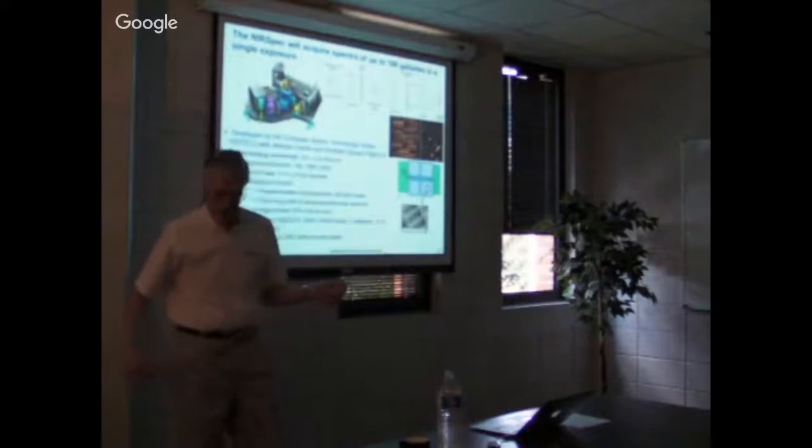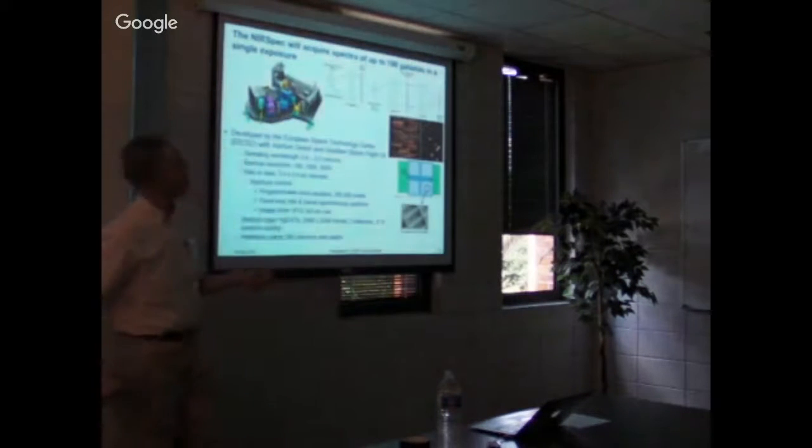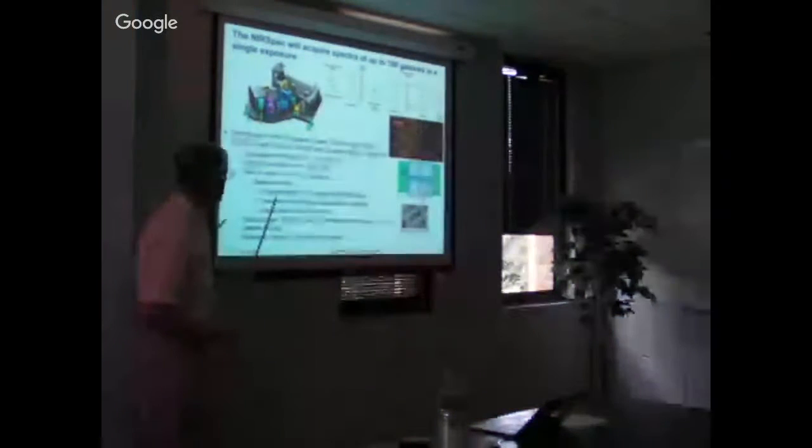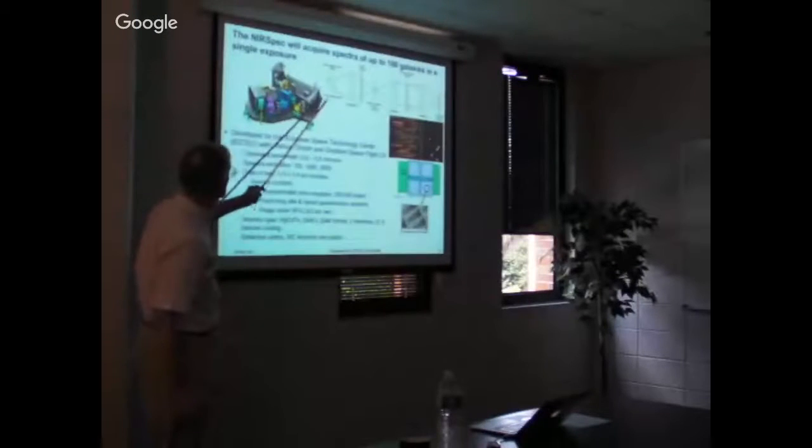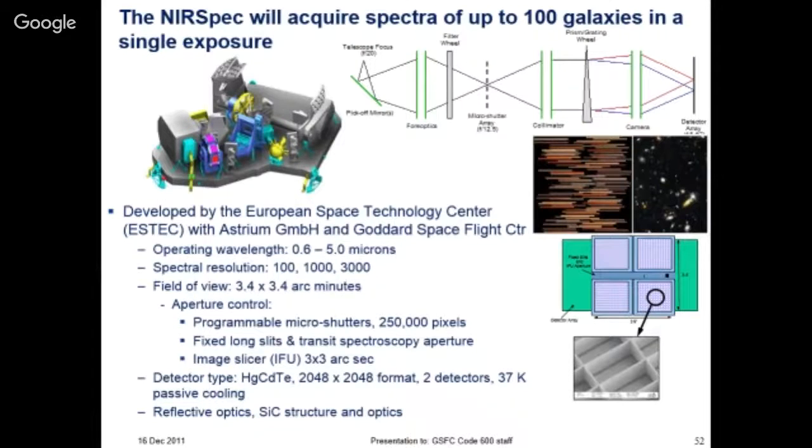This is the sort of trickiest instrument of all. This is called the near-infrared spectrometer. Sketch of how it works: light comes in from the sky, from the telescope. We focus it, pass it through a filter wheel to choose the band that we want to work on. We focus the sky on an image of little shutters. We have 250,000 little shutters that can be opened and closed individually by command from the ground.